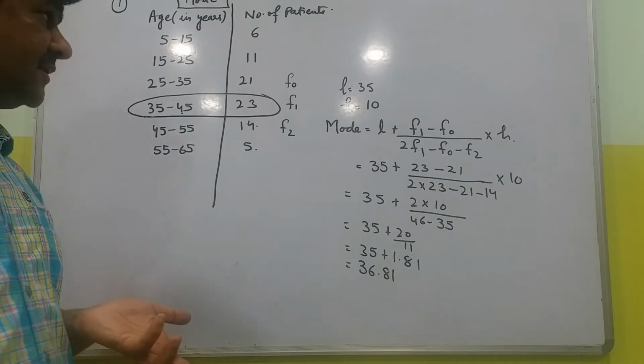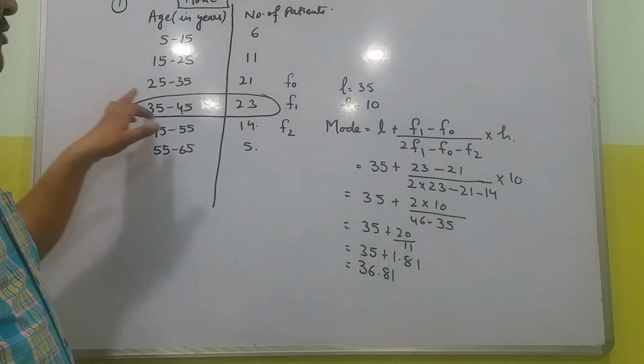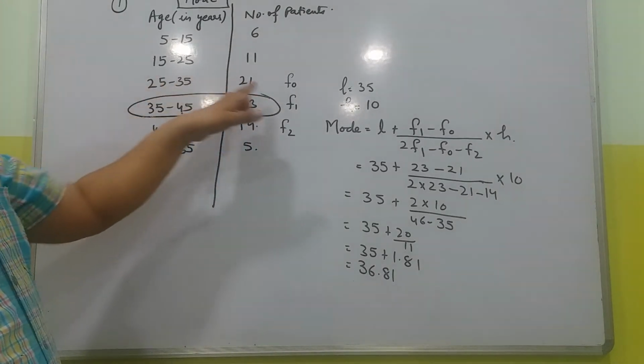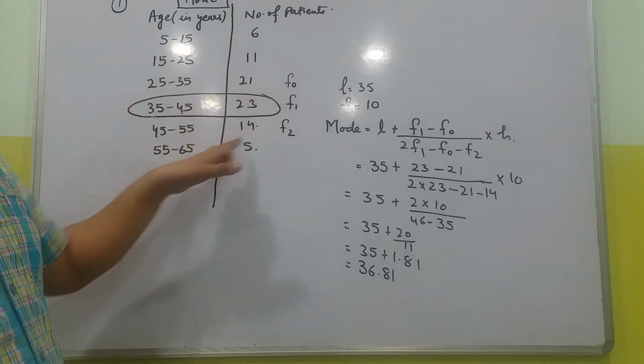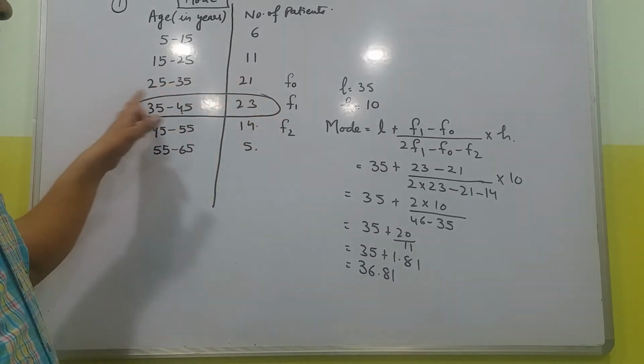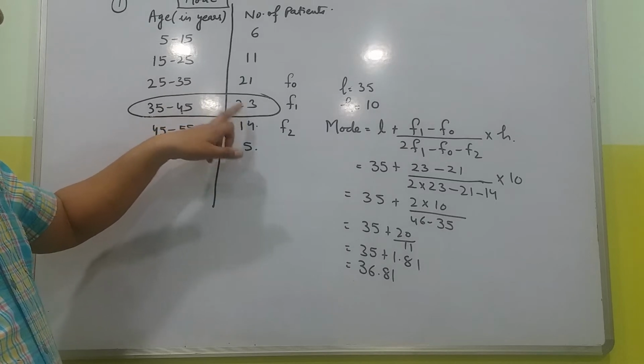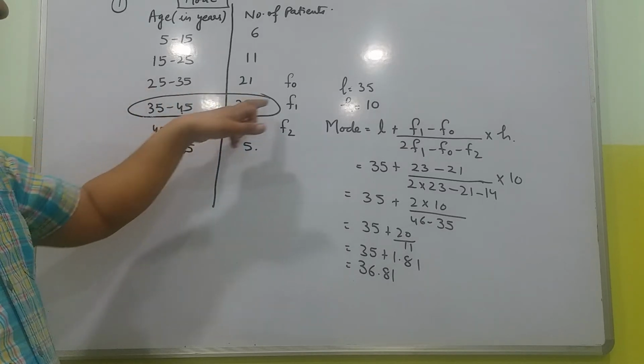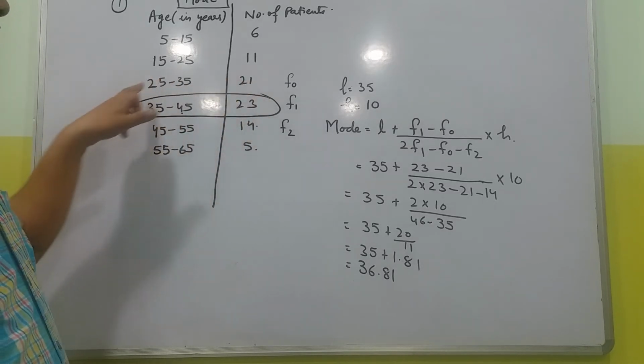Again, I am repeating the way I have done. First, you have to take that class interval which has maximum frequency. So maximum frequency here is 23. So the mode will lie between class interval 35 to 45.